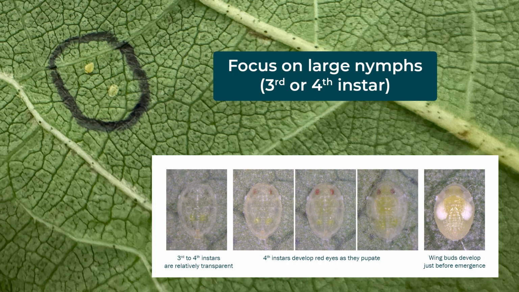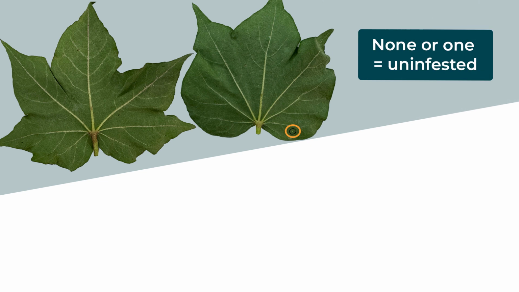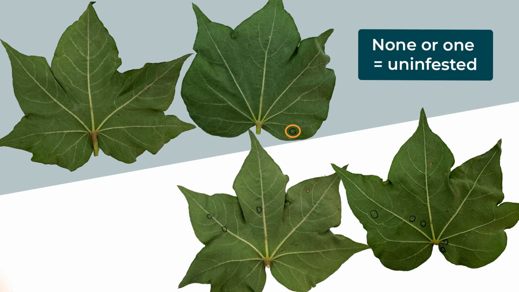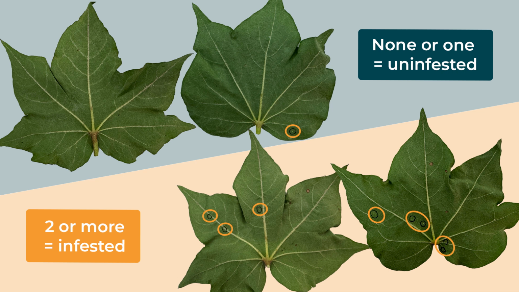And what we're interested in is large nymphs. If there's one nymph or no nymphs, the leaf is uninfested. But if there's two or more nymphs, that leaf is classified as infested. And what we want to build is a picture of the percentage of infested leaves.